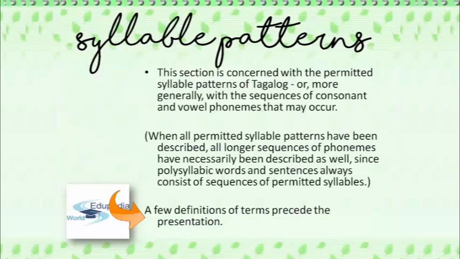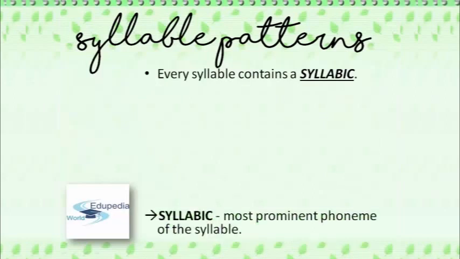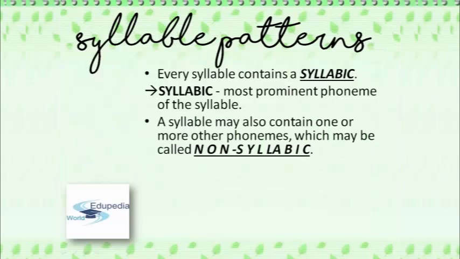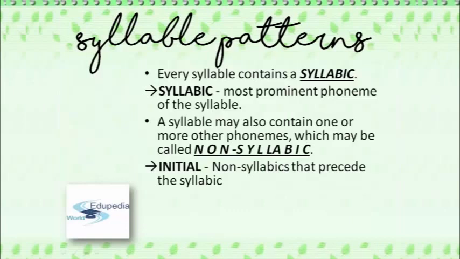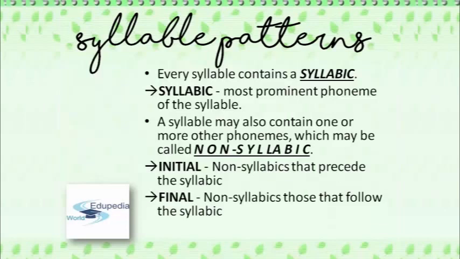A few definitions of terms precede the presentation. Every syllable contains a syllabic. When we say syllabic, that is the most prominent phoneme of the syllable. A syllable may also contain one or more other phonemes, which may be called non-syllabic. When we say initial, those are non-syllabics that precede the syllabic. When we say final, those are the non-syllabics that follow the syllabic.